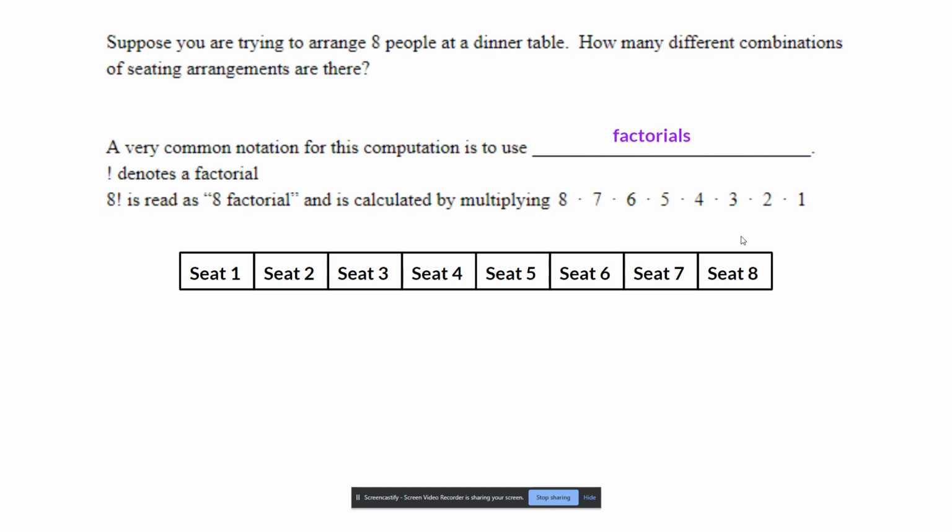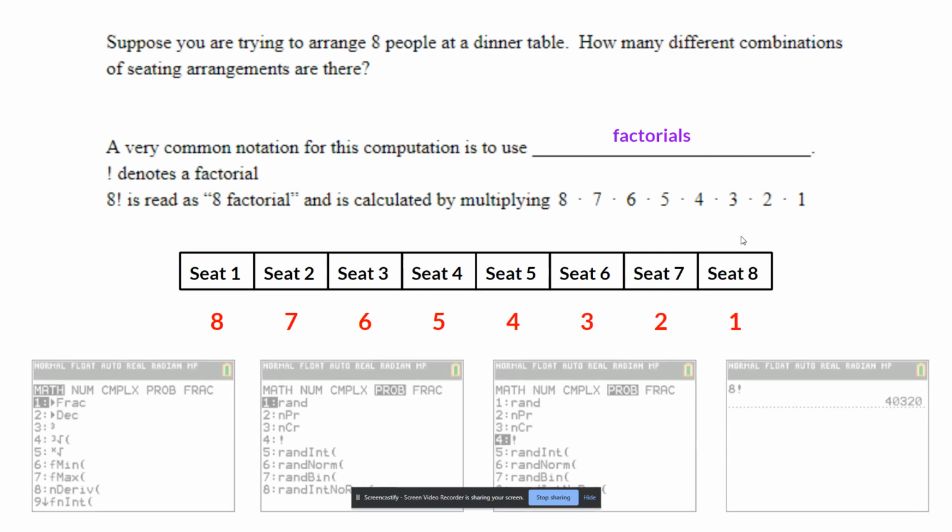So 8 exclamation point isn't read 8. It's read 8 factorial in mathematics, and you would do all that multiplication. The reason we do that is because the options for seat 1 are 8. The options for seat 2, after that person's been seated, is 7. Options for seat 3 are 6 people, for seat 4 are 5 people, and so on until there's only 1 person left for seat 8.